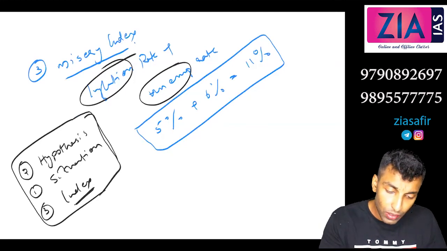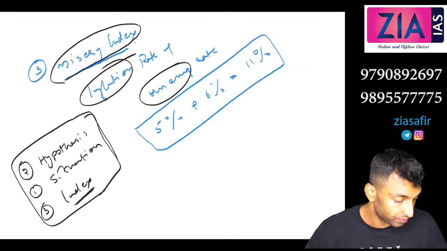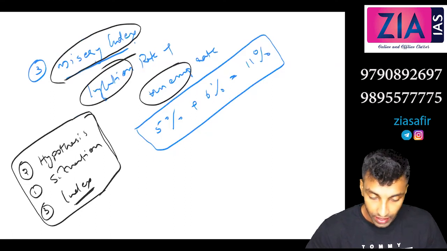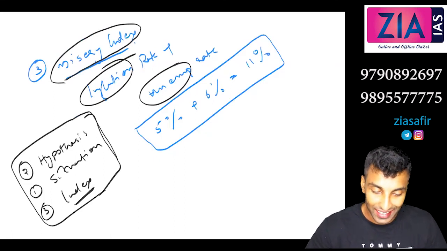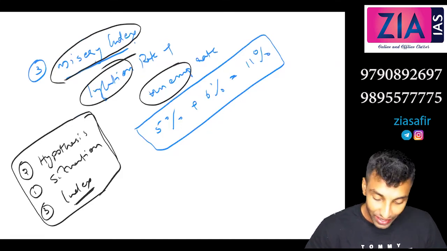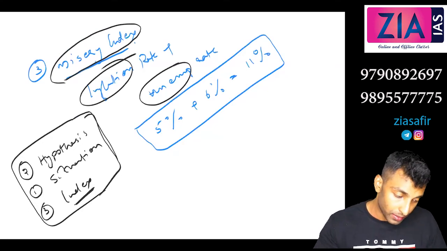So misery index is calculated where, in which countries? Developed countries or in developing countries? Developing. Developing countries, so many other miseries are there. It is in developed countries. Okay, generally it is in developed countries. Inflation and unemployment rate. So this one.